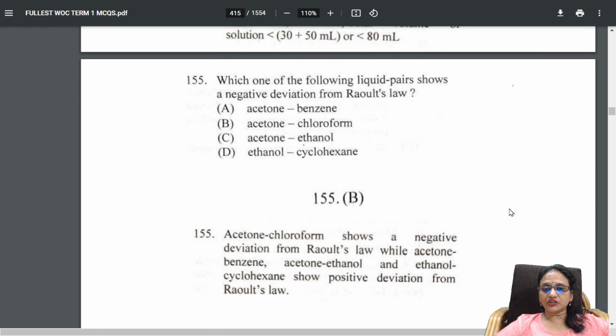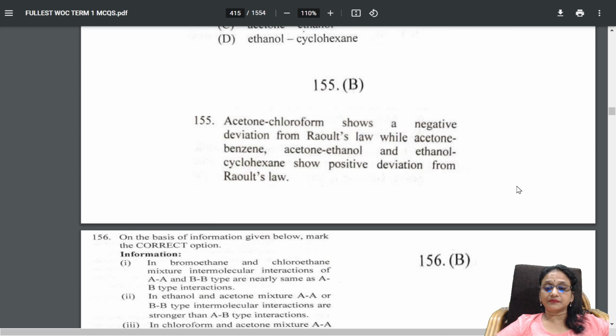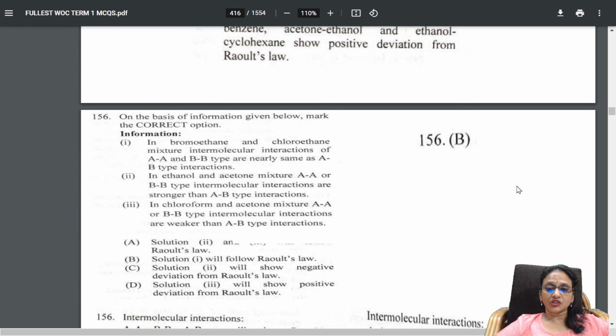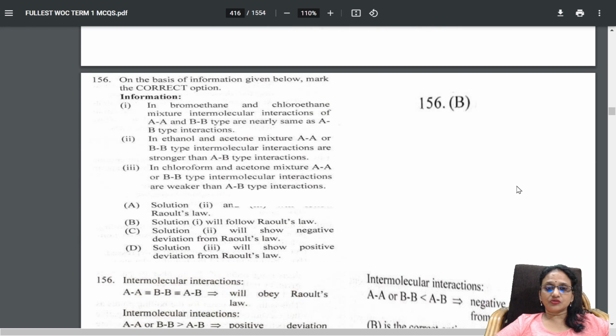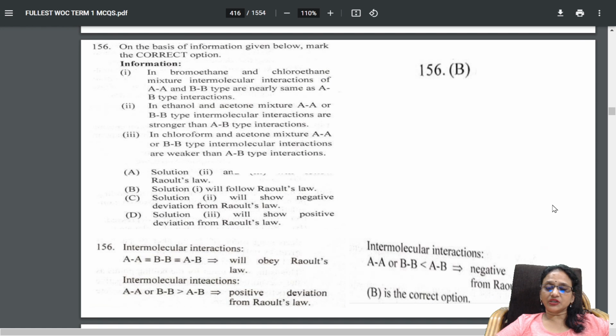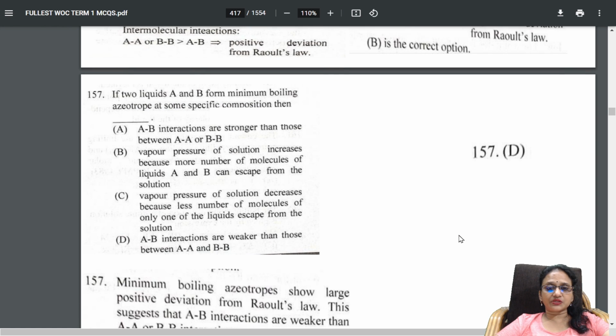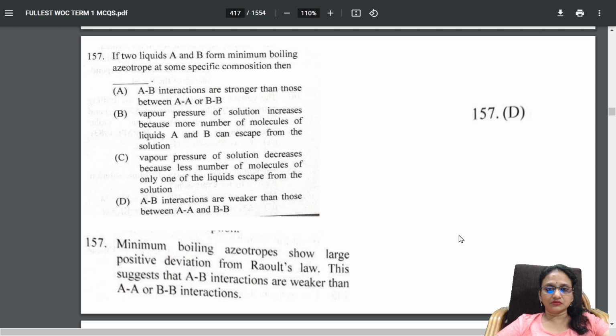Which one of the following liquid pairs shows negative deviation? So I said examples are very important. If you know the concept, you can apply it anywhere. Remember that. That's why I keep saying, please learn the concepts. Normally, for positive deviation and negative deviation, we learn the definition. That's not correct. You should learn the concept. Next, questions on azeotropes are also there, which are minimum and maximum boiling mixtures.